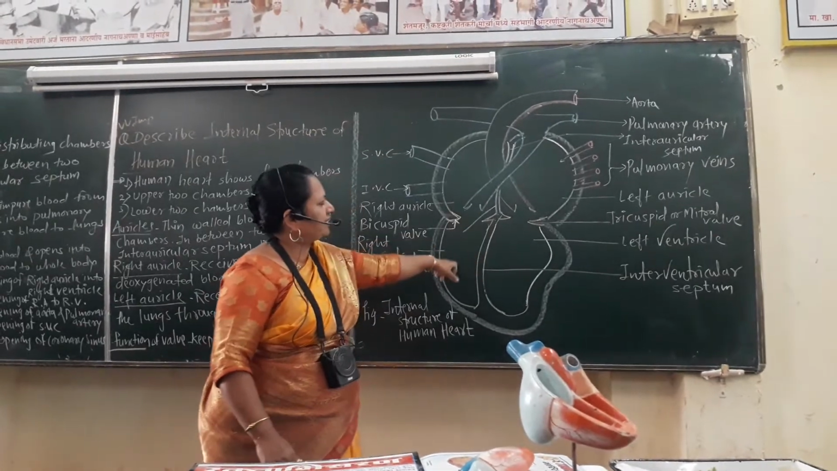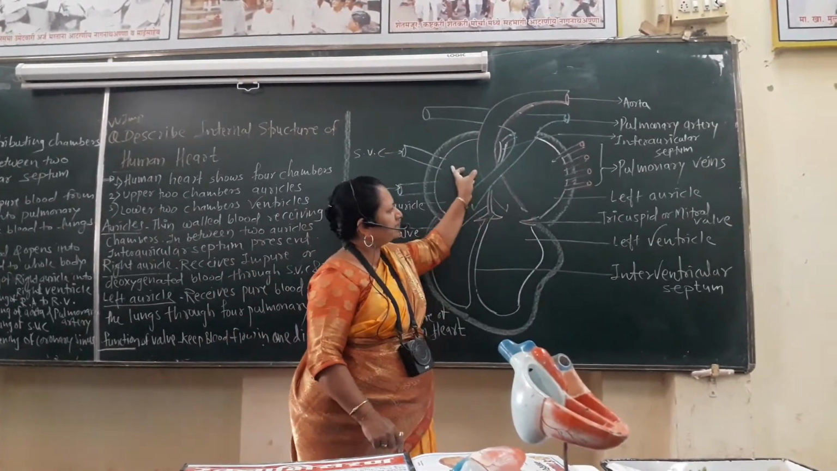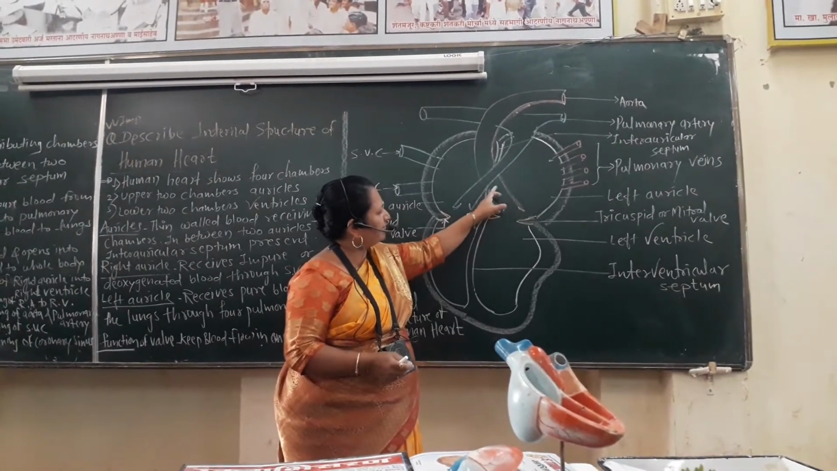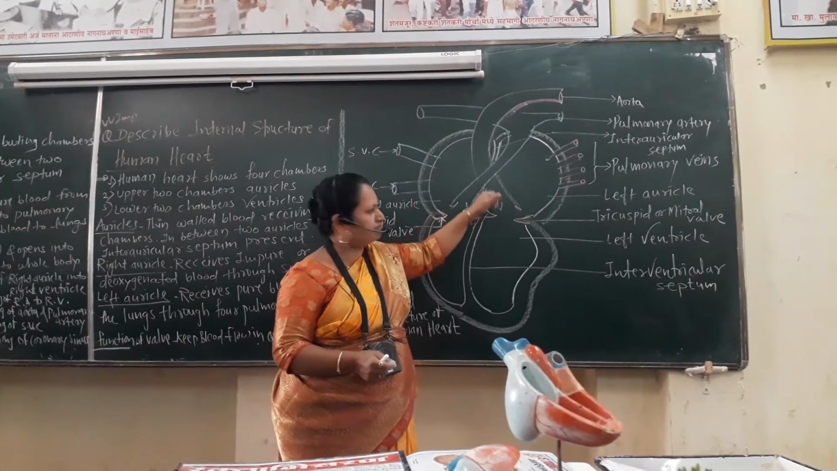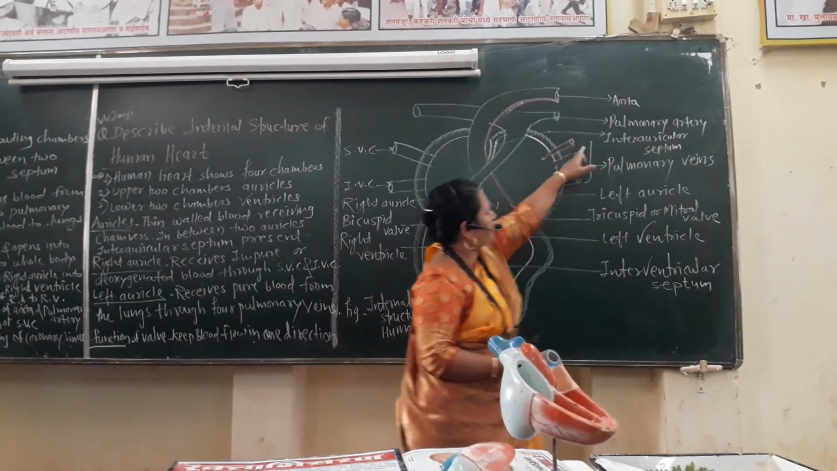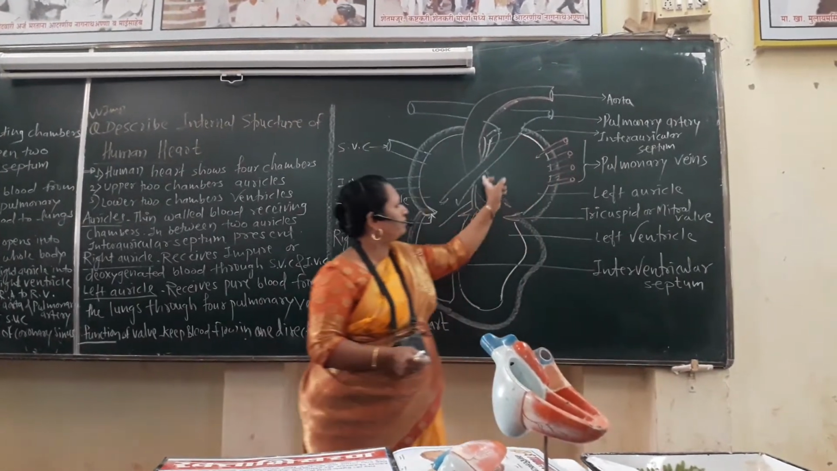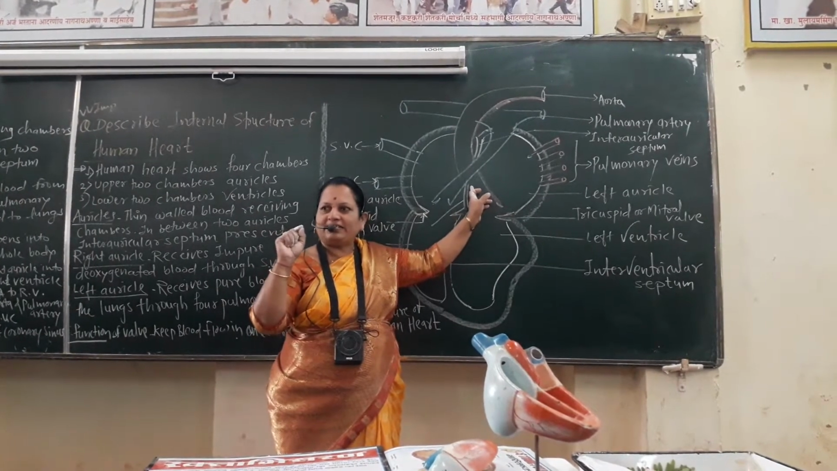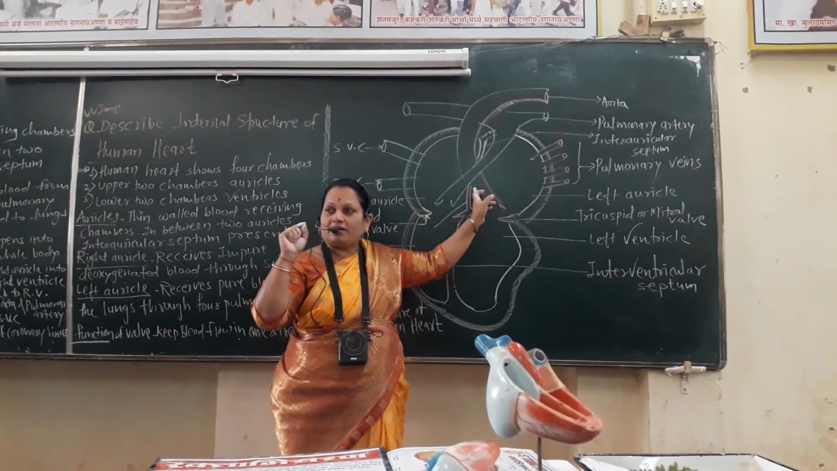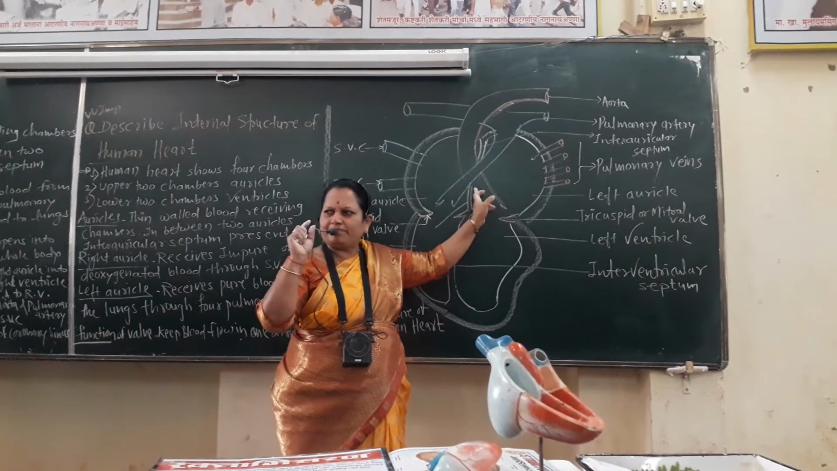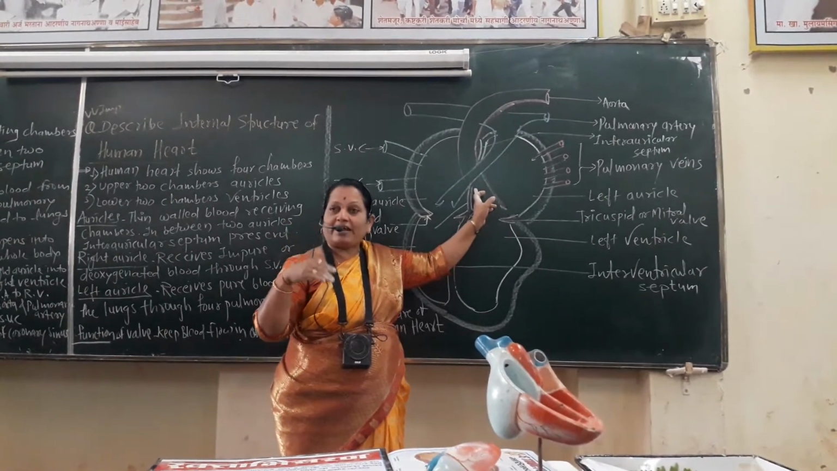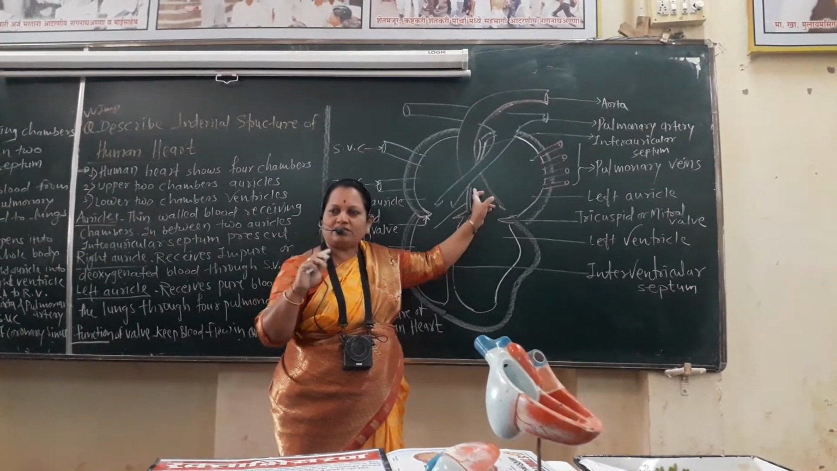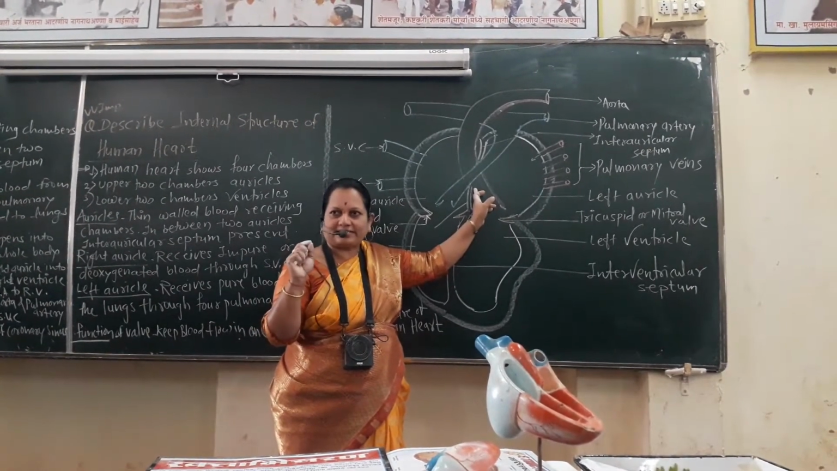In the figure you can clearly see that the upper 2 chambers, the auricles, are divided into 2 perfectly separate chambers by the interauricular septum. The interauricular septum in the embryonic stage shows a small opening, the foramen. Foramen means small opening, but after birth that opening is completely closed and is called the fossa ovalis.